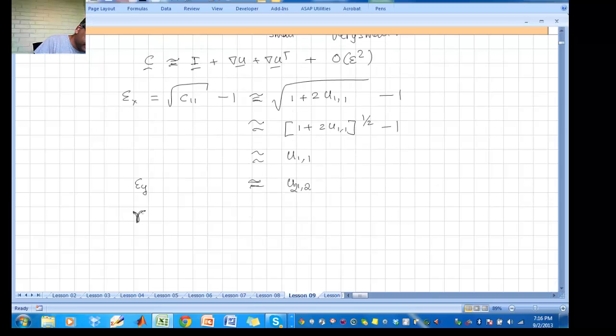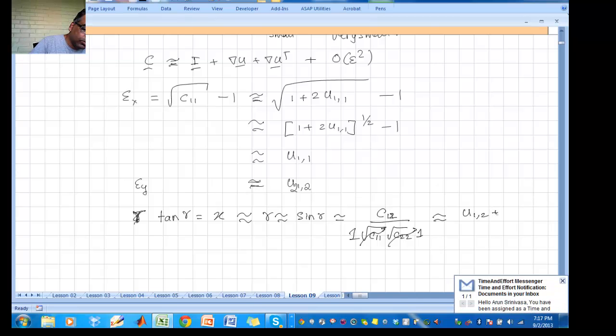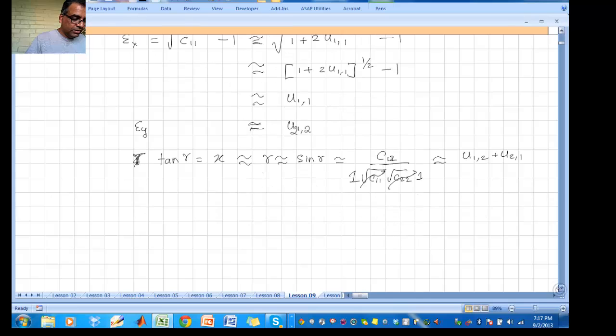How about gamma? So tan of the angle gamma, which is called kappa, which is the amount of shear, is approximately equal to gamma, which is approximately the same as sine gamma. Hey, this is really cheating. But if you write Taylor series, you will see that both tan gamma and sine gamma start with gamma. So we are going to keep only that. So which is approximately equal to C12 over square root of C11 root of C22. This will be approximately 1. That will be approximately 1. So this will be approximately U1 comma 2 plus U2 comma 1 plus other terms.